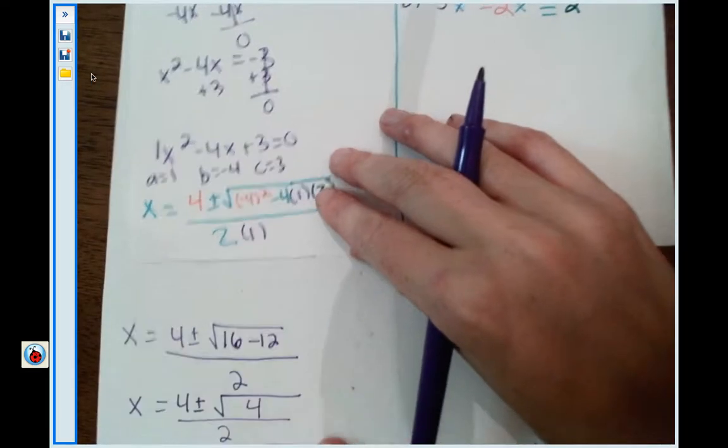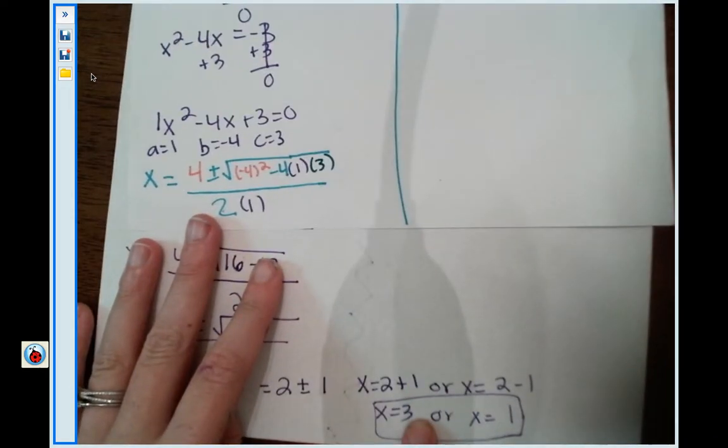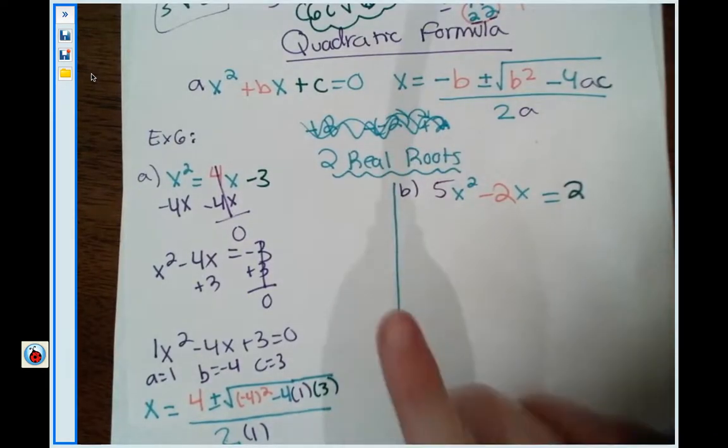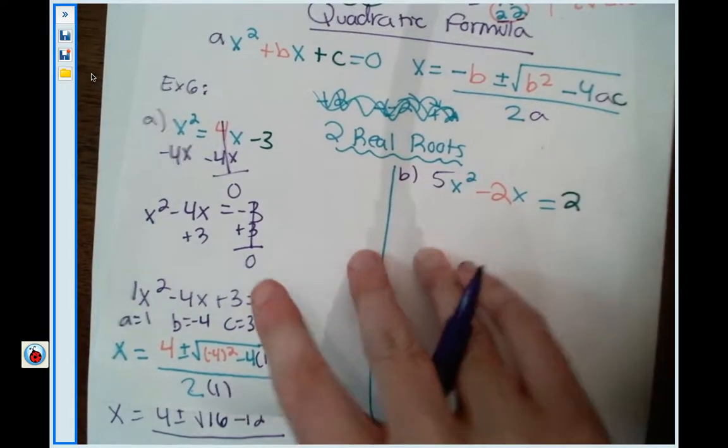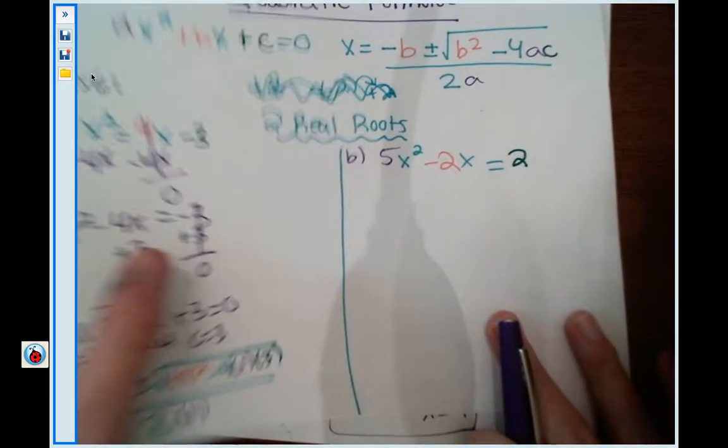Holy hot dog, right? Alright, so this one had 2 solutions. We had x equals 3 and x equals 1. So we have 2 real roots. Now we're going to move on to part B, which, if this one made sense, you can try. Part B will be a little different, but pretty much will be the same thing. Alright guys, let's get going.